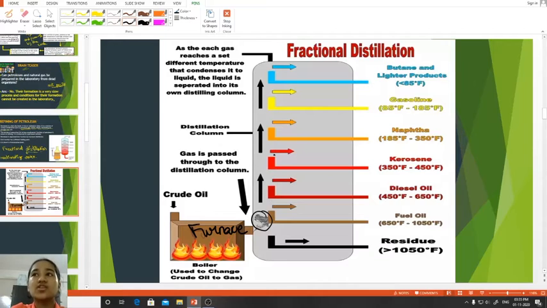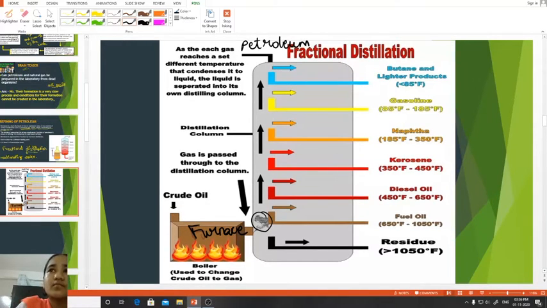So this is a distillation column. In this, accordingly, we obtain different materials. As each gas reaches a different temperature, it condenses into liquid, and the liquid is separated into its own distilling column. Accordingly, they will settle. And some gases do not settle, and they are let out through an opening. They are known as petroleum gases. They do not settle down because they are so light that they are unable to condense.